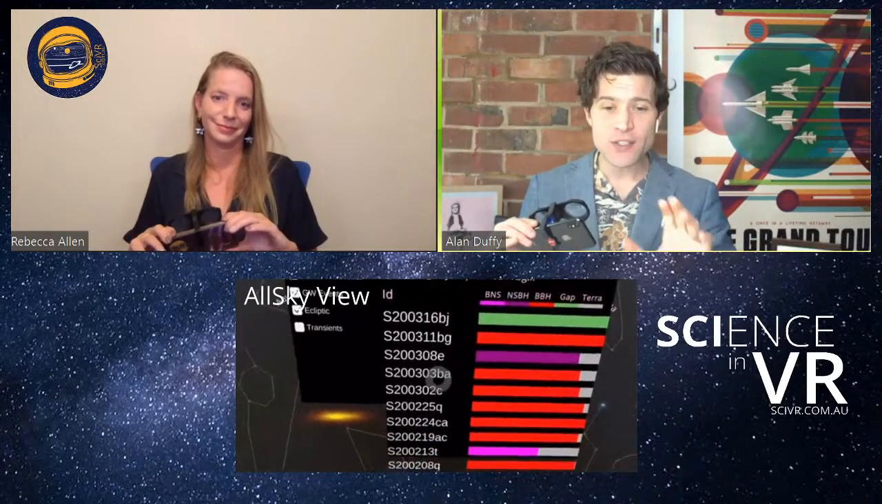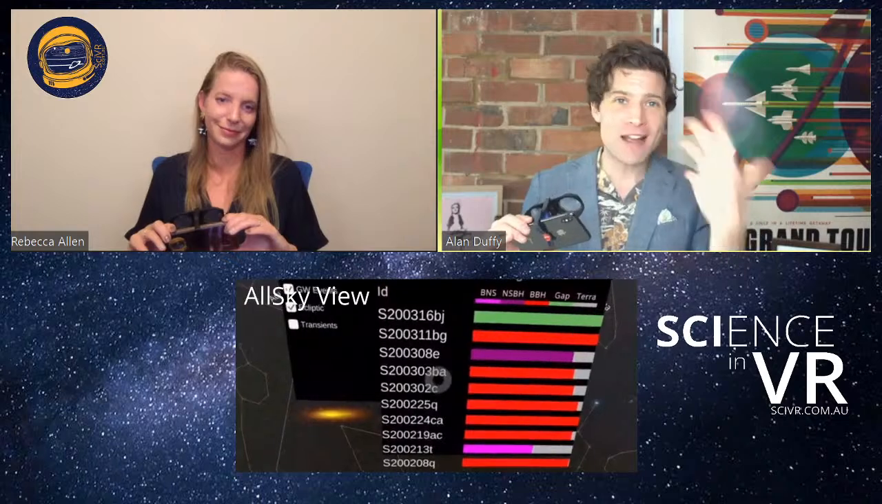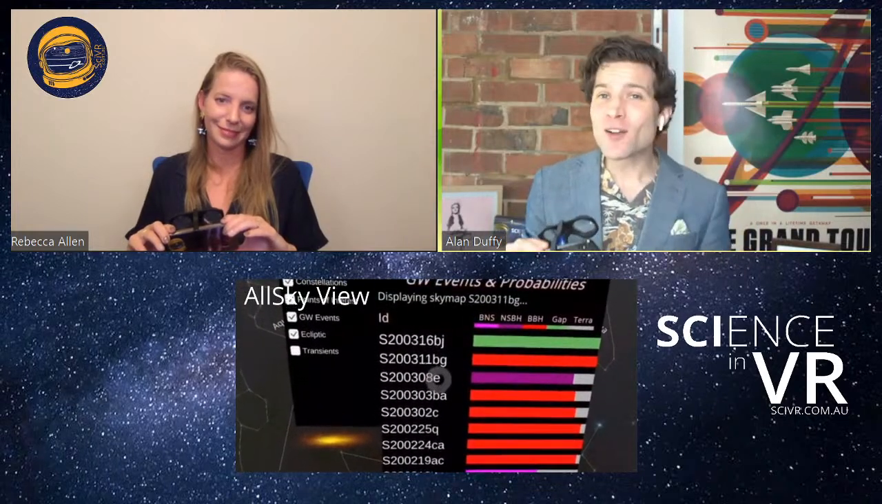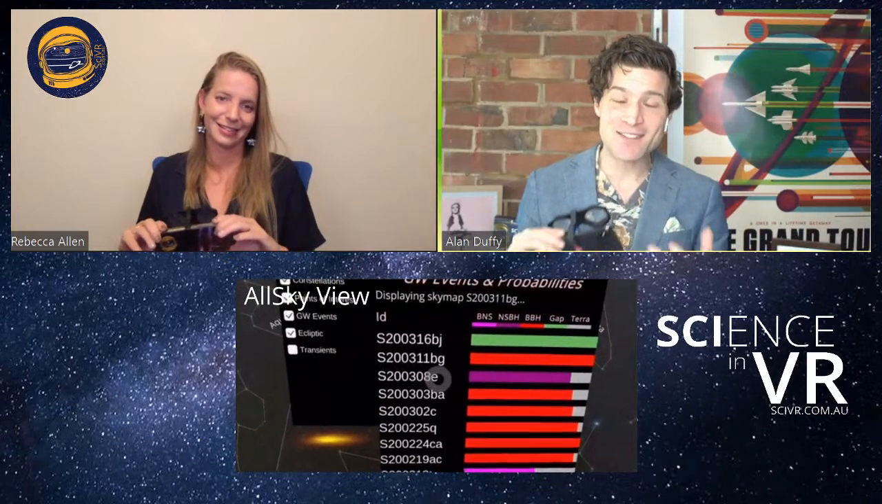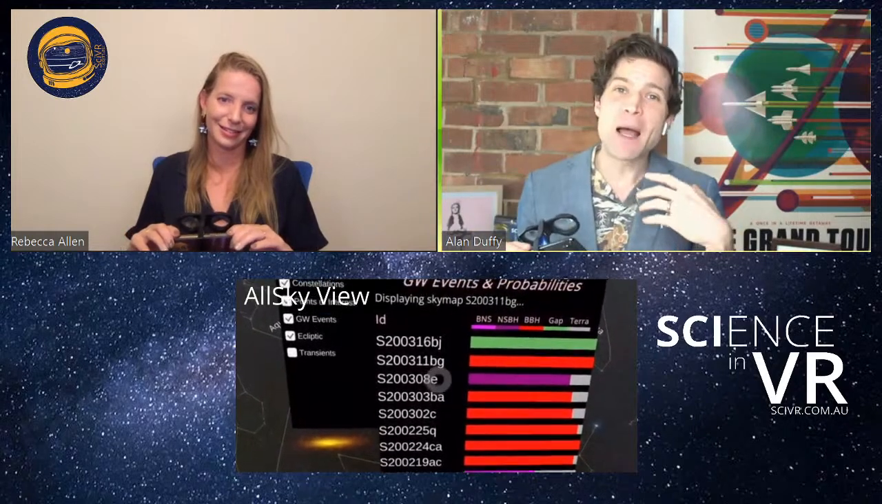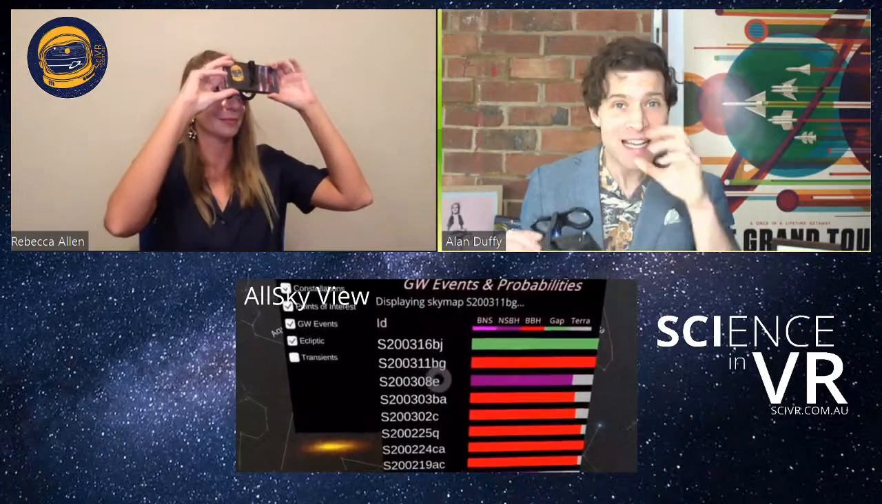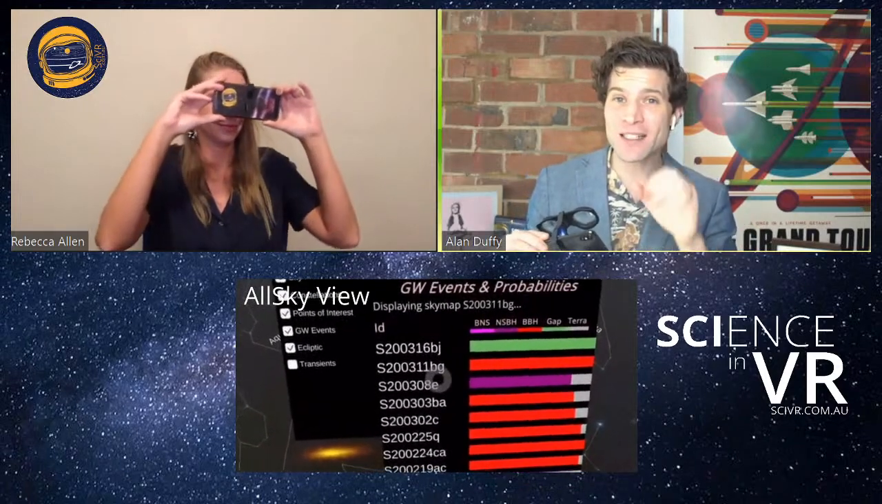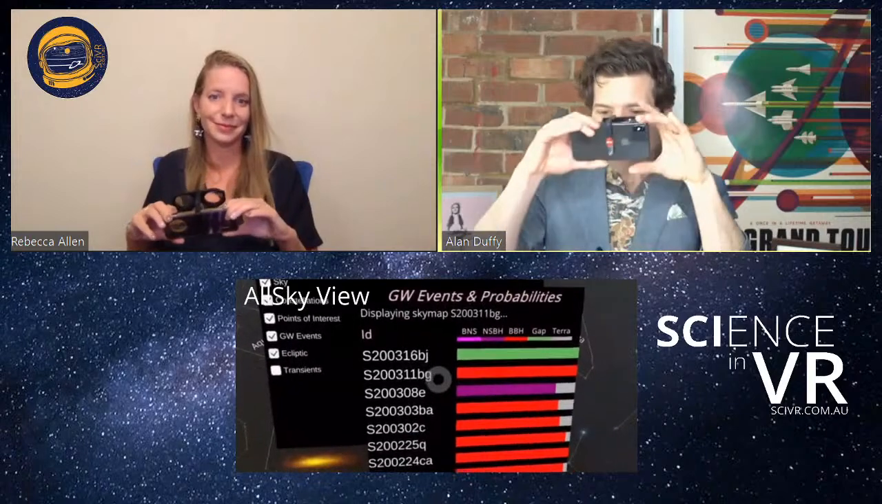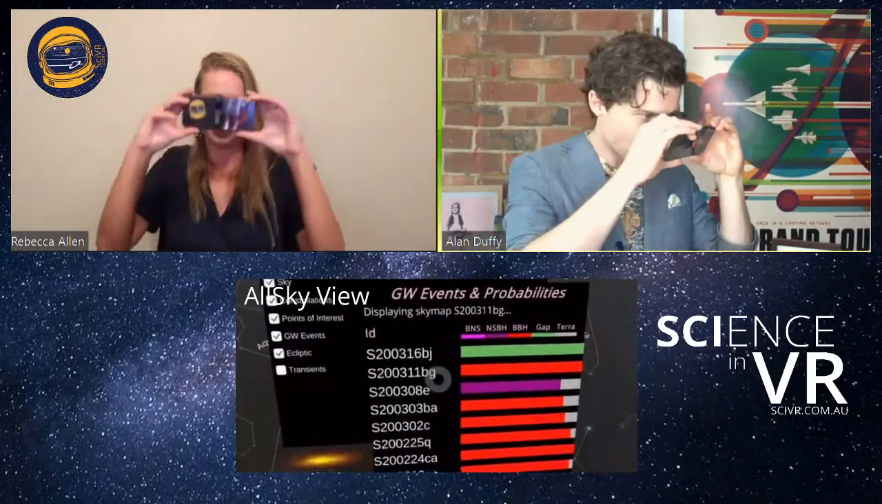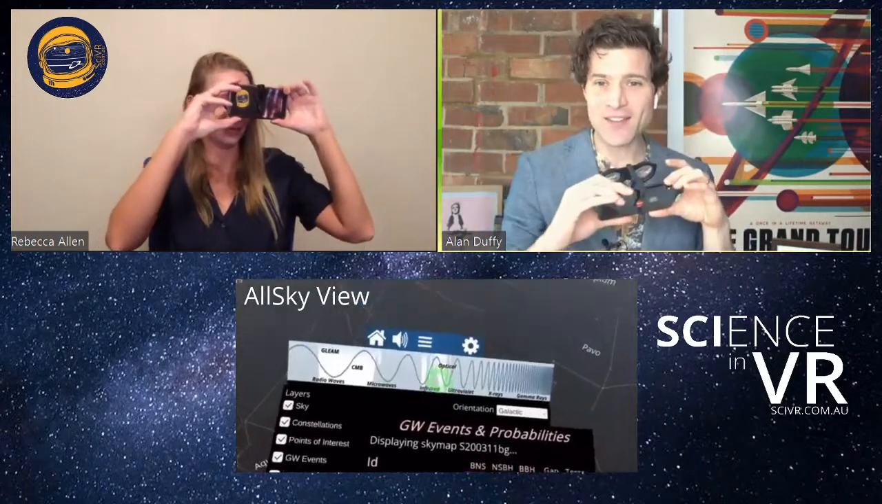There's a whole other series of stuff called transients, which include fast radio bursts, supernovae, lots of other exotic, amazing things that literally go bang in the night that we're only just beginning to discover. So there's so much more in this app than we have time to share with you tonight. But let us exit, because I don't want to miss out on the next thing.